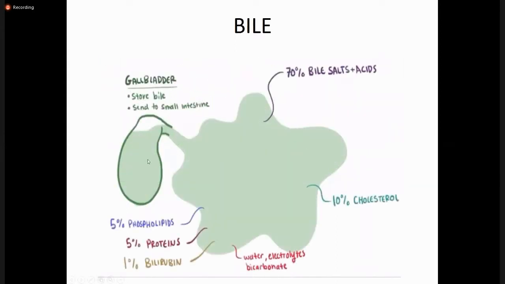Now, this is a sketch which is basically depicting the formation of bile. About 70% of the bile is composed of bile salts and acids, 10% is cholesterol, 5% phospholipids, 5% proteins, 1% bilirubin, and some amounts of electrolytes and bicarbonates. All of this is produced in the liver, and then it is stored in the gallbladder and then sent from there into the small intestine.